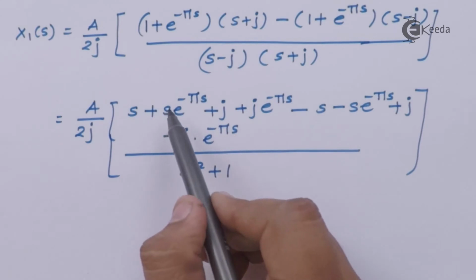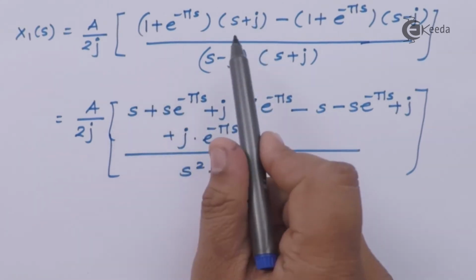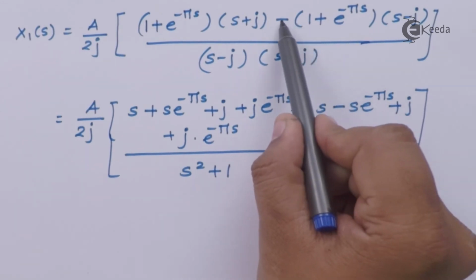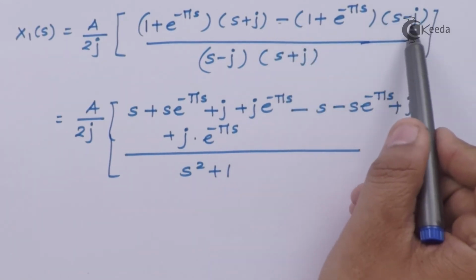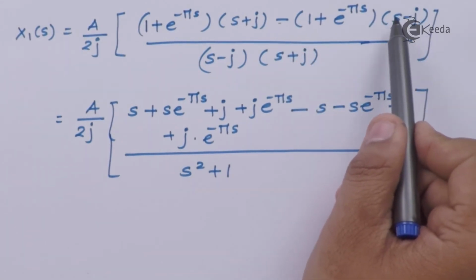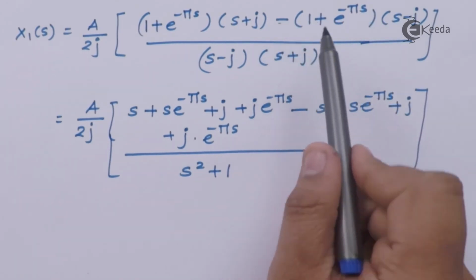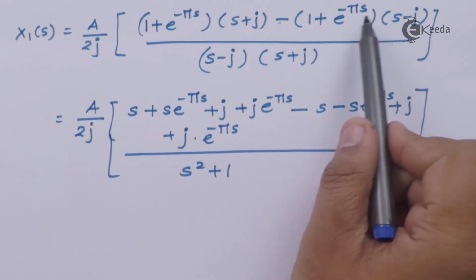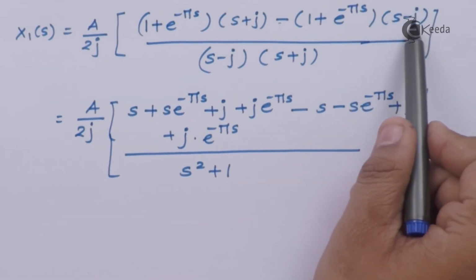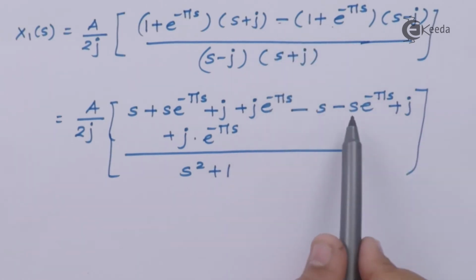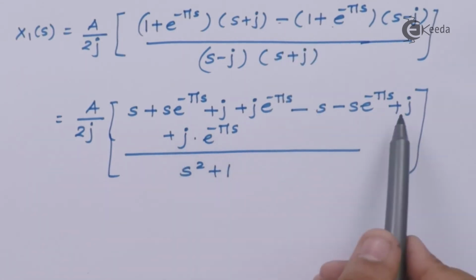s into e to the power minus pi s is this, j into 1 is j, and j into minus e to the power minus pi s is this. I have multiplied the minus sign with this part first, and then I have multiplied with this. So s into 1 is s, but due to the minus sign we will get minus here. Similarly with this one also. Now as we have minus j, minus j into e to the power minus pi s is minus, but this minus will give us a plus sign in both these j.